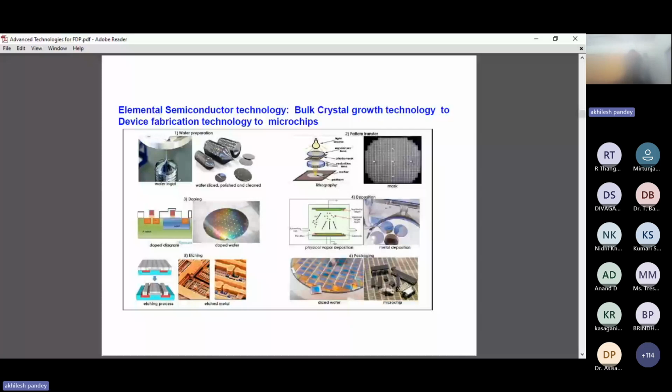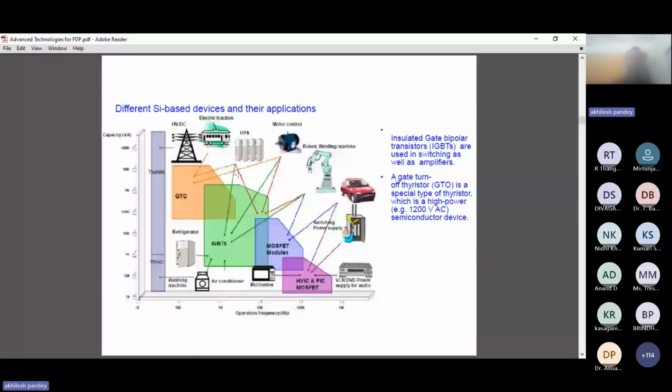Now the different silicon based devices and their applications. Basically in silicon based devices, one can take gate turn off thyristors, insulated gate bipolar transistors, MOSFETs, high voltage ICs, and power ICs. These are the several devices in which silicon is very well used, and the operation frequencies start from 10 hertz.